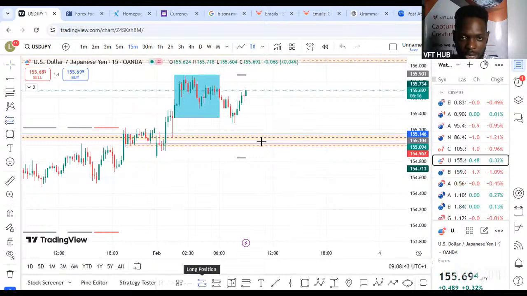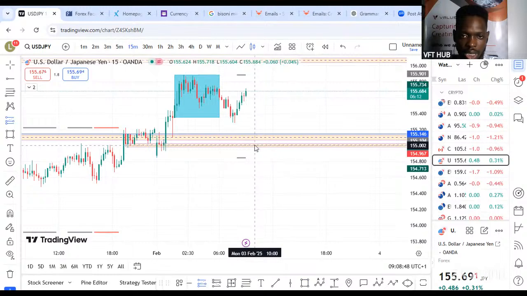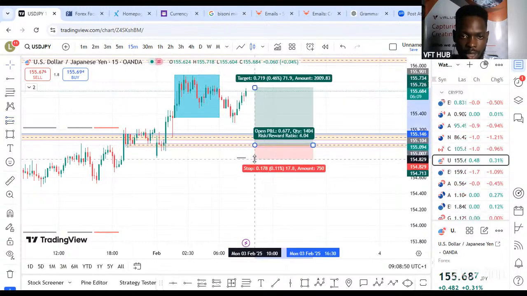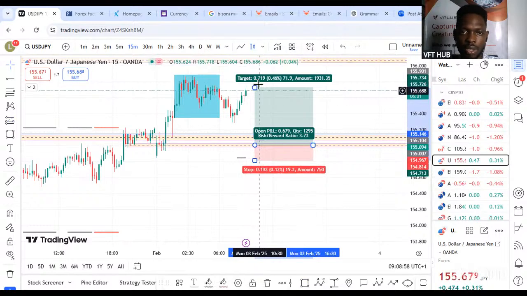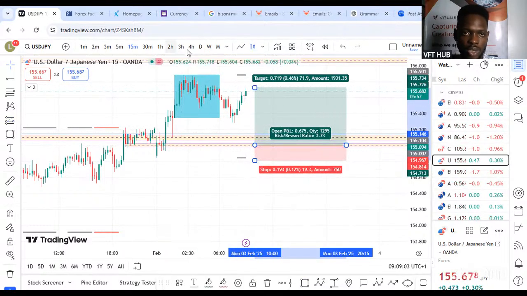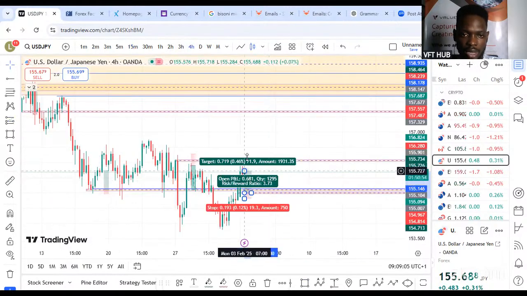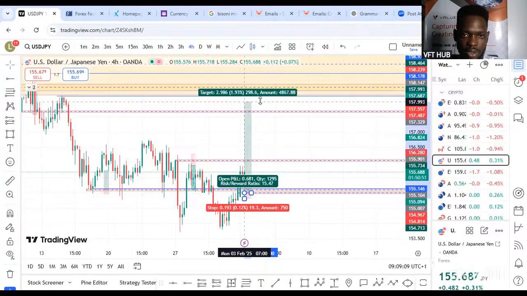If price pulls back a bit first to this zone here, this will be the massive one for me. That is like 17 pips, but let's be lenient enough and give it 20 pips SL. So where are we longing USD JPY into? We are longing it all the way into the higher time frame here, somewhere here.